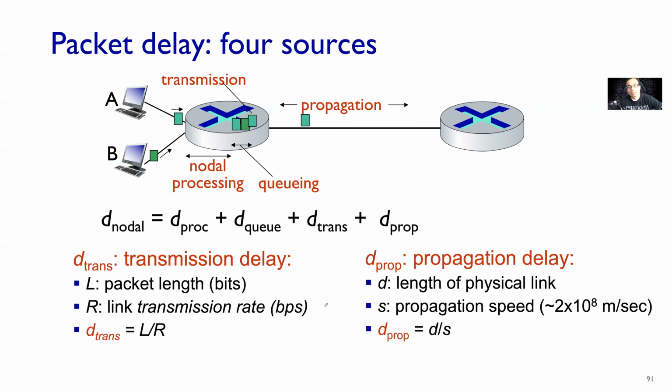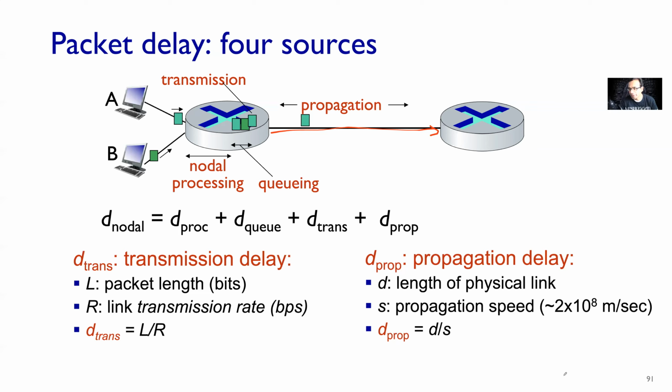Now, once the packet is out on the link, it needs to physically move along the link, right? It doesn't matter if the link is wired or wireless, the packet has to propagate through the medium, and that is referred to as the propagation delay. The propagation delay depends on the length of the link, either physical or free space, the distance between the two nodes, and the propagation speed. The propagation speed is the speed at which bits can actually move on the physical link.